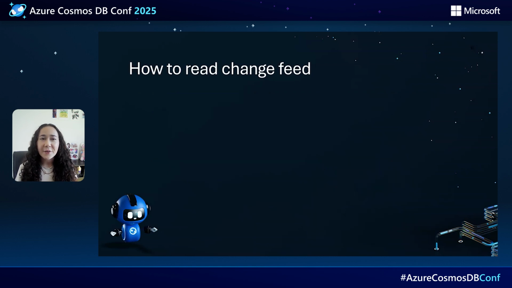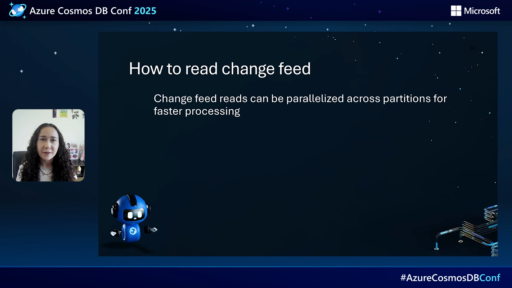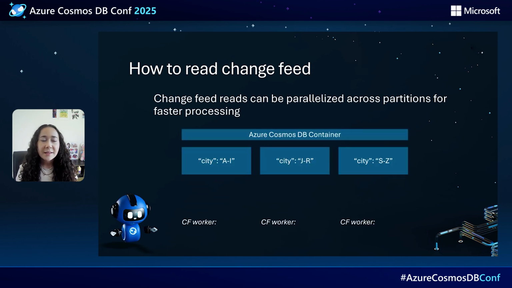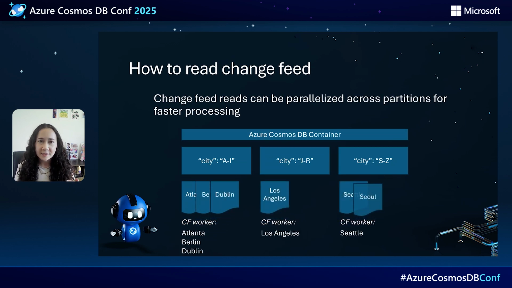For containers that are very active and have a lot of changes coming in, change feed is able to be parallelized across partitions so that you can read your changes even faster and ensure that you're keeping up with the volume of changes to your container. Let's imagine we have a Cosmos DB container with 3 physical partitions. This container is partitioned by city. I can create 3 change feed workers to process changes from each partition independently. That way, when updates come in for various partitions, each change feed worker gets an ordered list of changes for the partition that it owns.